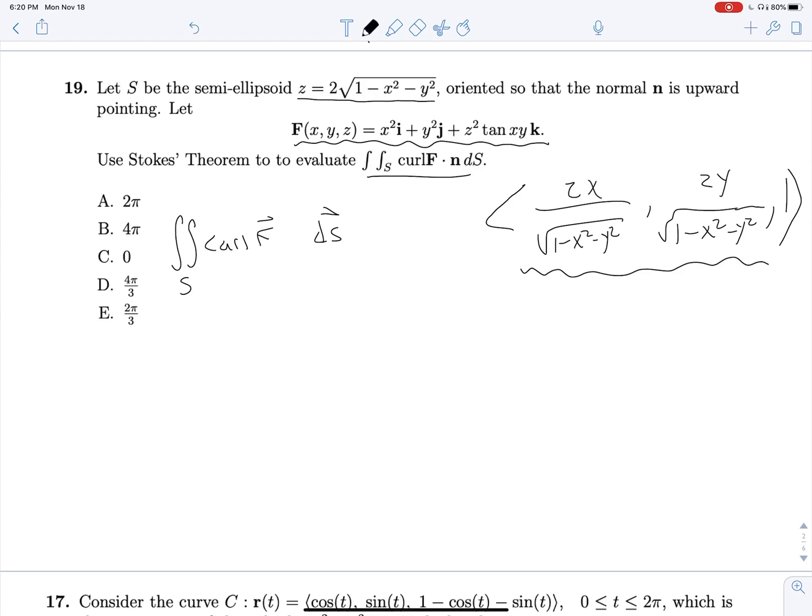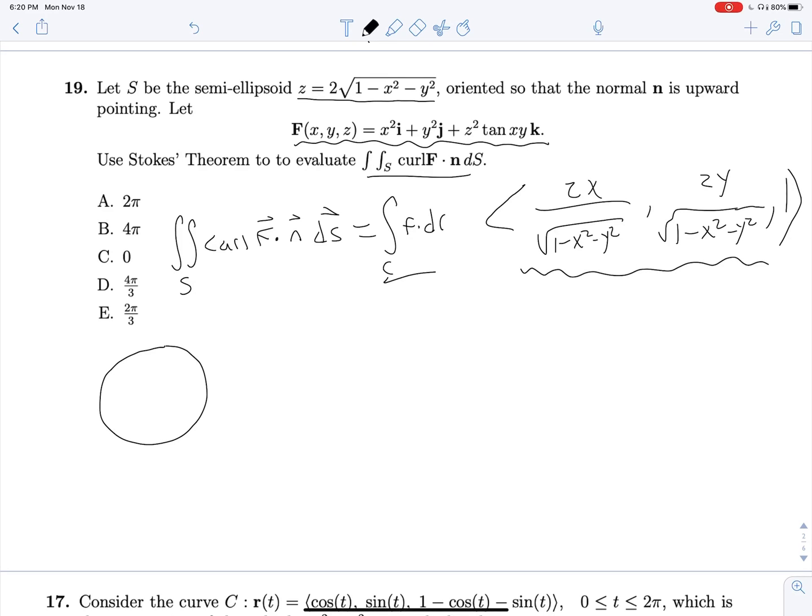or sorry, well, this is really not there. Well, actually it is, dot n dS. This is equal to the integral over the curve of F dot dr. And so if we want to solve this, we need an r, and since we know Stokes' theorem, all we really need is the path that runs around some bounding path for the surface.